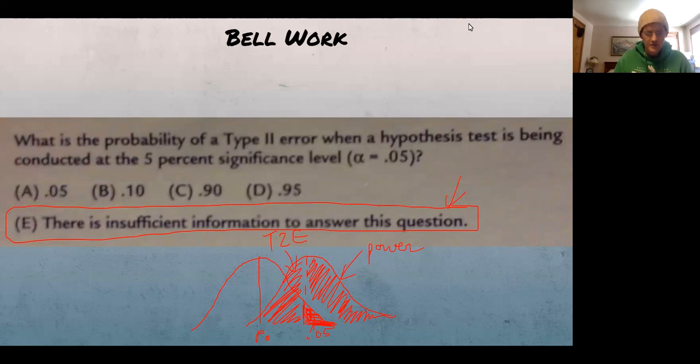This requires knowing, among other things, your effect size, the difference between those two. I'll just put ES right there. You need to know your sample size. It doesn't tell us that. You need to know a lot of factors, and that's just not given in this problem. So that's where we end.